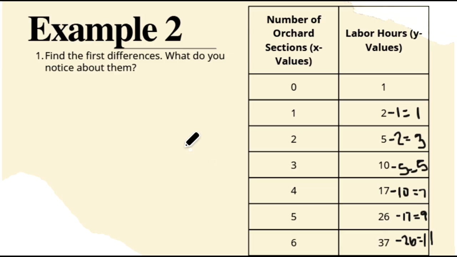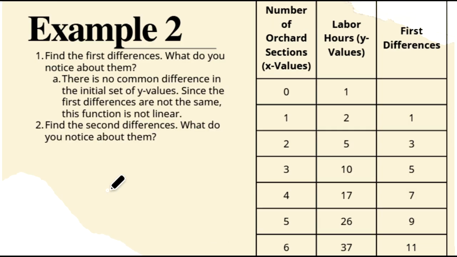Okay? So what do you notice about these first differences? Well, they're not all the same number, so it's not a linear function. But they do have a pattern. They're going 1, 3, 5, 7, 9, 11. Okay? They're increasing at a steady rate. So there's no common difference in the initial set of values. It's not all the same number. Since the first differences are not the same, the function is not linear.